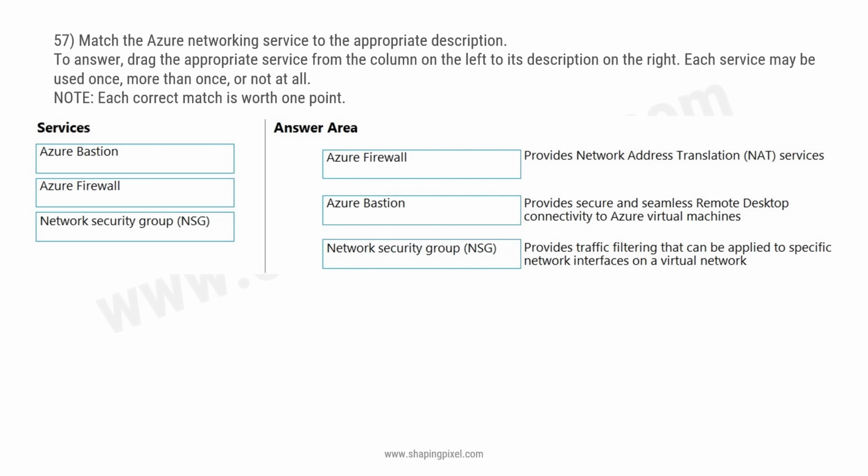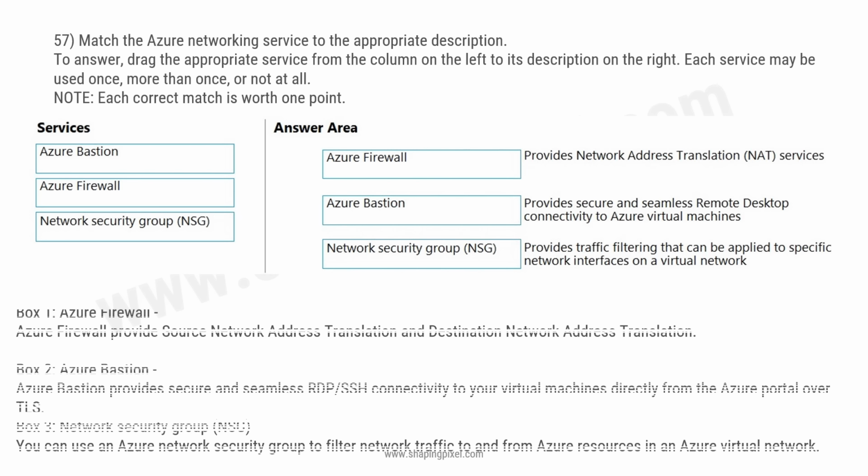Network Security Group NSG provides traffic filtering that can be applied to specific network interfaces on a virtual network. So Azure Firewall provides source network address translation and destination network address translations. And Azure Bastion provides secure and seamless RDP and SSH connectivity to your virtual machines directly from the Azure portal over TLS. And you can use an Azure network security group to filter network traffic to and from Azure resources in an Azure virtual network.